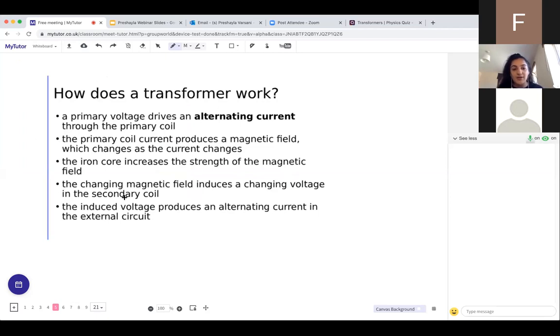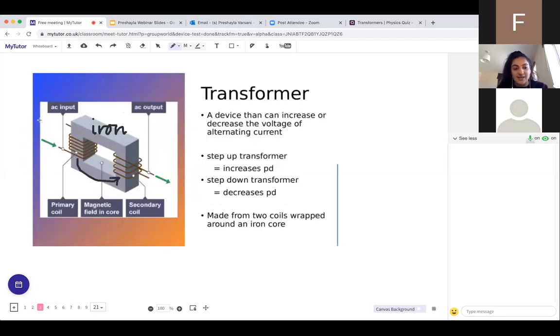So a primary voltage drives the input alternating current through the primary coil. So we have a voltage on this hand side, which drives the current into the coil. Okay, so remember, currents can't just exist on their own. They need a voltage to push them. Okay, so they need a voltage to push the electrons round and create a current in a wire. So that voltage that we have drives the current, which is an alternating current. Okay, so we have voltage creating and pushing this current through this input primary coil.